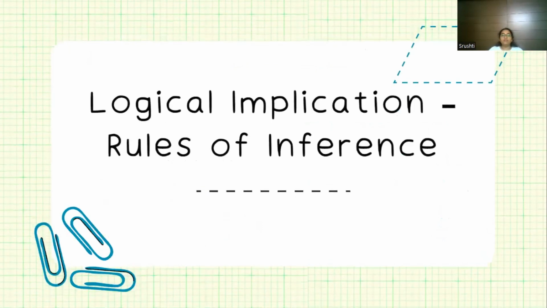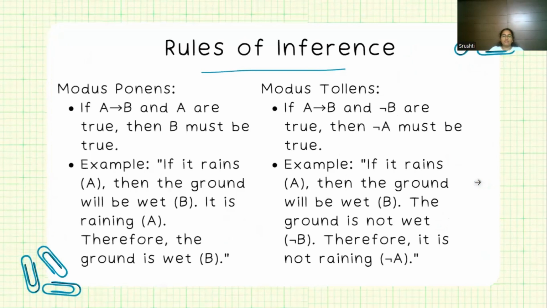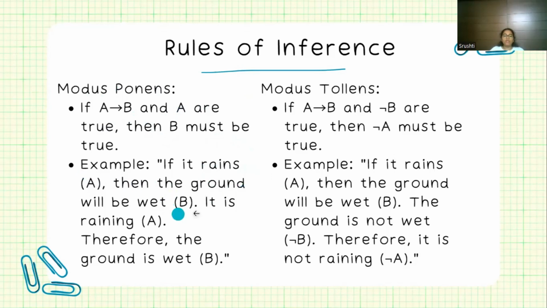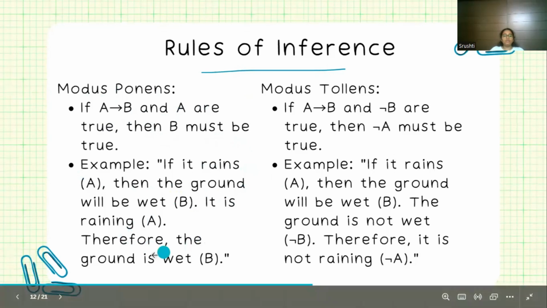Logical implications or rules of inference. This is our next topic. The rules of inference include modus ponens and modus tollens. If A implies B and A are true, then B must be true. If it rains, that is A, then the ground will be wet, B. It is raining, therefore the ground is wet.